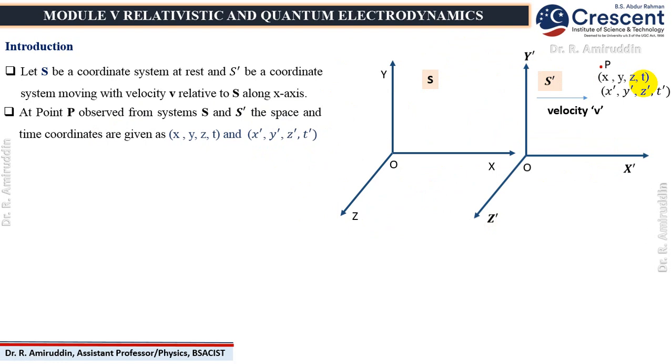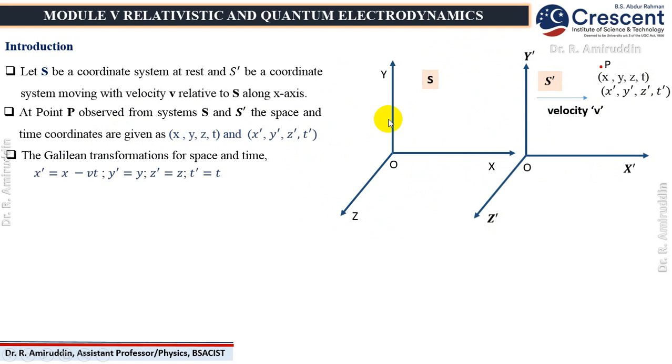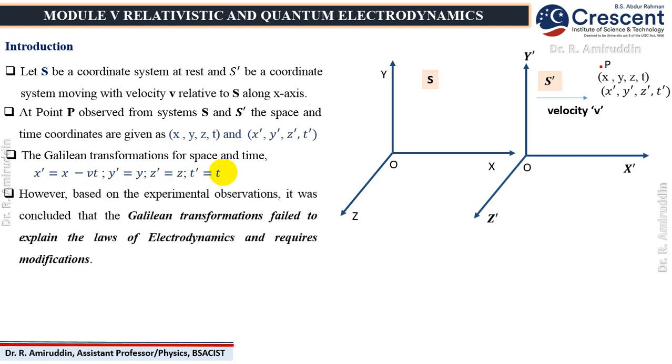At this juncture, the Galilean transformation equation will be given as x prime is equal to x minus vt, y prime is equal to y, z prime is equal to z and t prime is equal to t. However, based on the experimental observation, it was concluded that the Galilean transformation equation failed to explain the laws of electrodynamics, and these equations require substantial modifications.